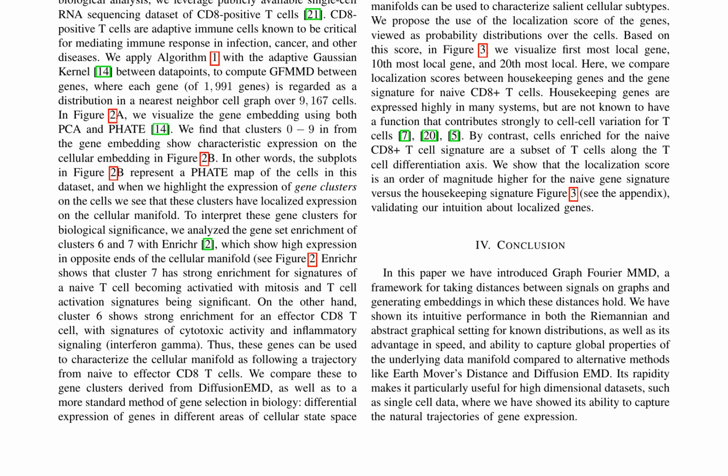The results, presented in Table I, demonstrate that Graph Fourier MMD achieves the highest Spearman-Rho correlation with the ground truth manifold distances, while also being significantly faster than other methods.